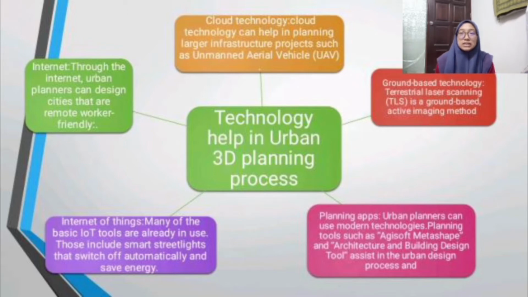Number three is ground-based technology. Terrestrial laser scanning or TLS is a ground-based active imaging method. Number four is Internet of Things. Many of the basic IoT tools are already in use. Those include smart street lights that switch off automatically and save energy.